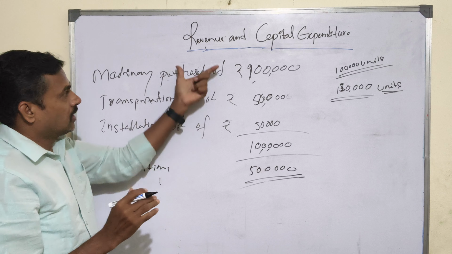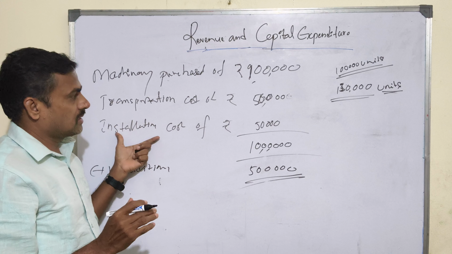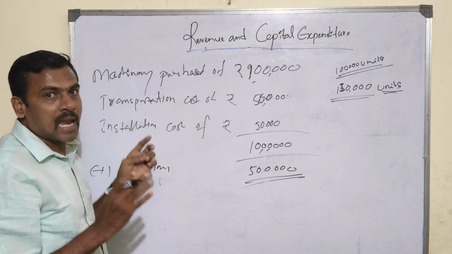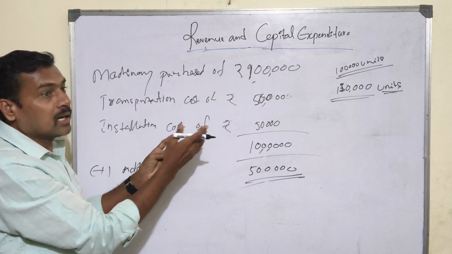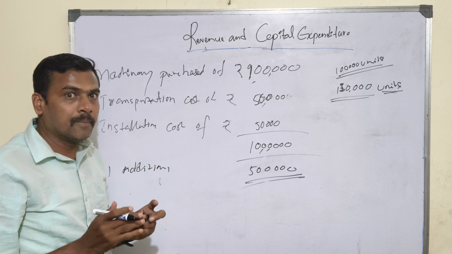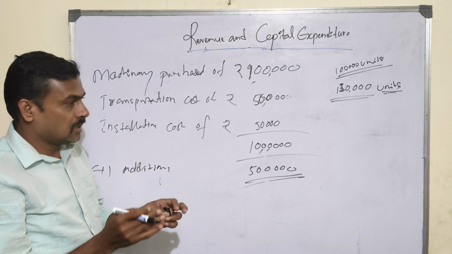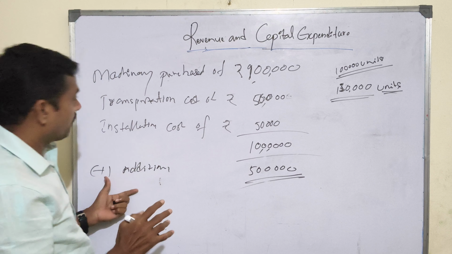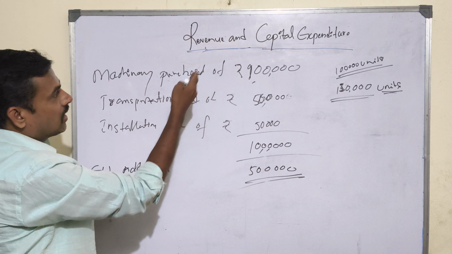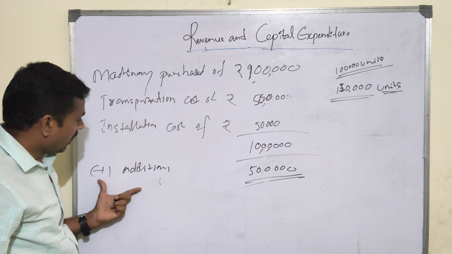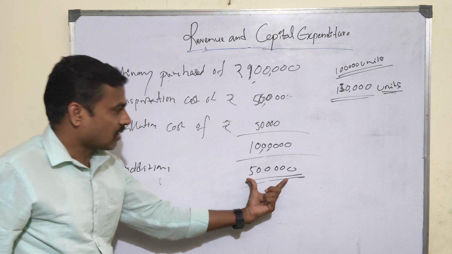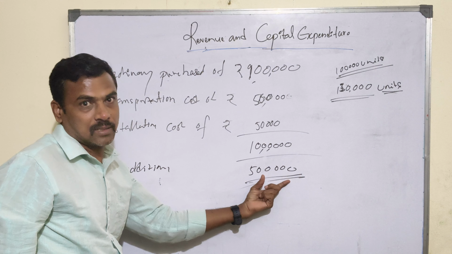Understand? The purchase of capital assets, fixed assets like machinery, land, building, whatever total expenditure incurred, those expenses are called capital expenditure. In addition to that, when the company increases the earning capacity or existing capacity, whatever expenses are incurred are called capital expenditure.